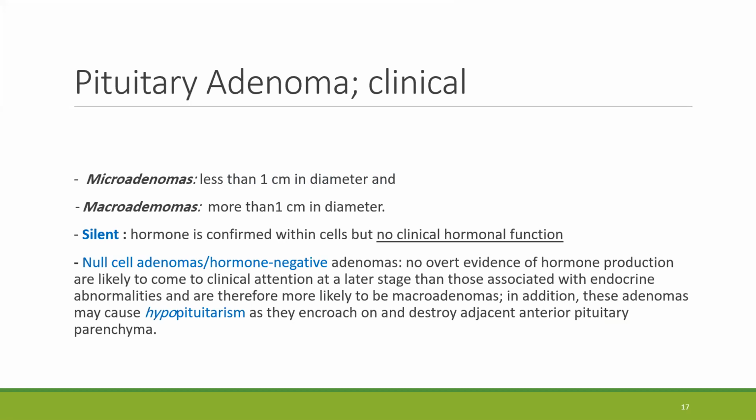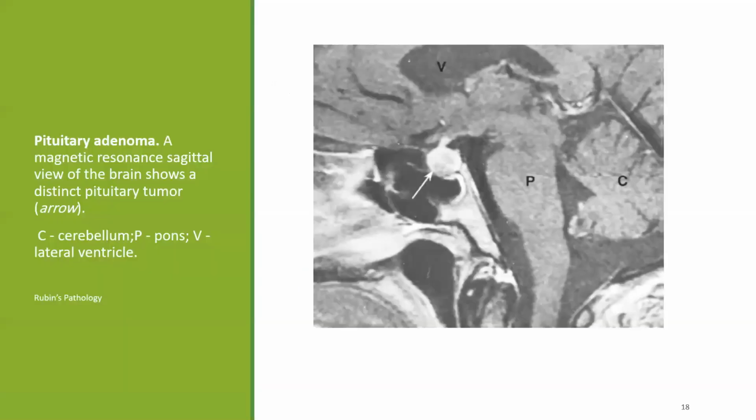We said that before. The null cell adenoma, or hormone negative adenomas, are adenomas where we don't see any hormones in these cells. So the null cell adenoma is different from the silent adenoma. Actually, both of them have no function, but in the silent adenoma we see hormones by immunohistochemistry stains in the cells, while in null cell adenoma we don't see the hormone. This is pituitary adenoma.